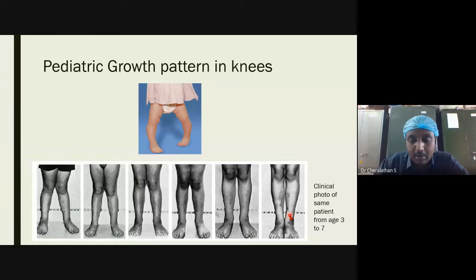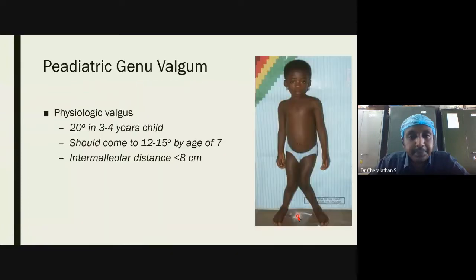Are you able to understand this? To begin with, it is genu varus, maximum valgus at the age of 3 years, and physiological valgus at the age of 7 years. This is the message. You should get it clear. Any doubts here? Right.